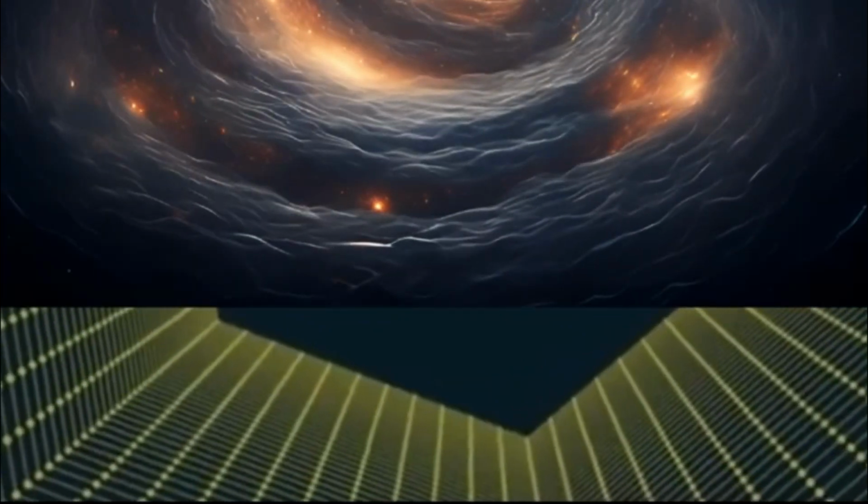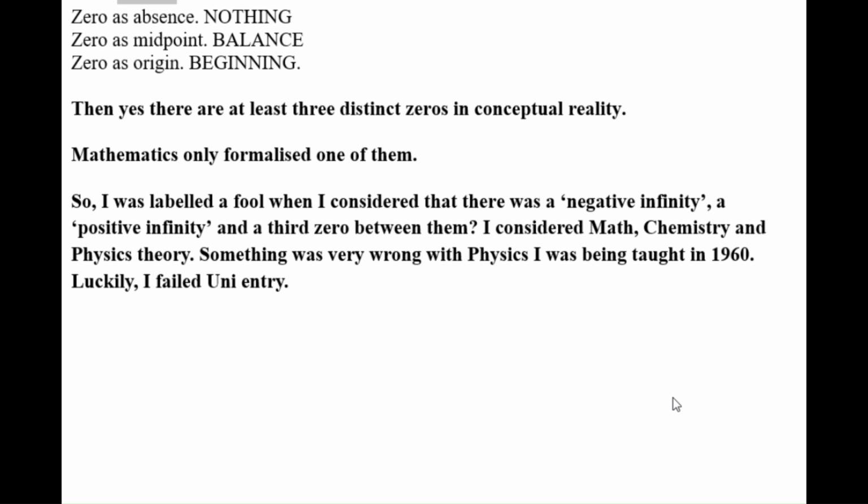Is there a third zero, as I asked when age 11? If we classify zero as absence, nothing, zero as midpoint, balance, zero as origin, beginning, then yes, there are at least three distinct zeros in conceptual reality. Mathematics only formalized one of them.